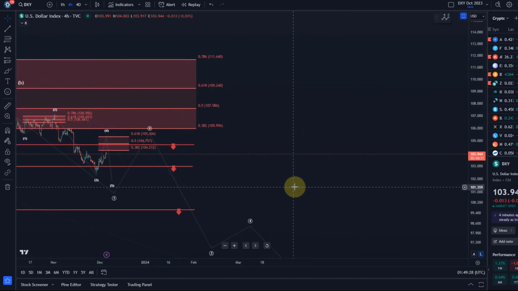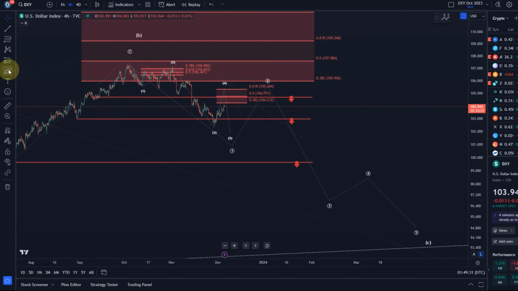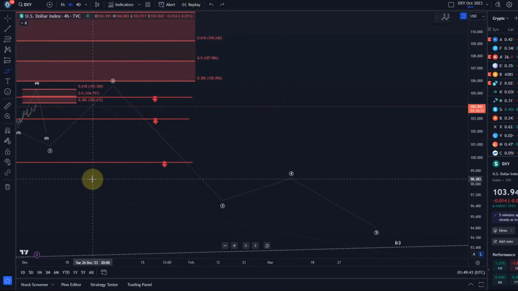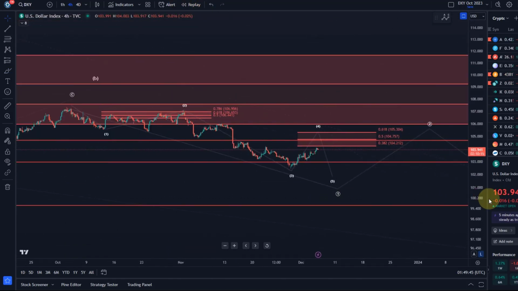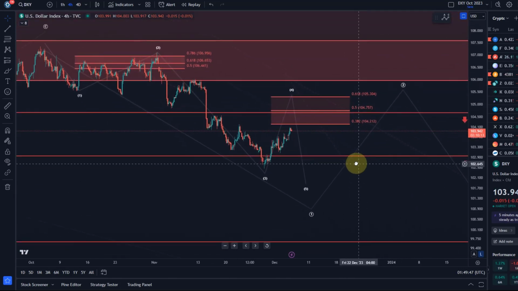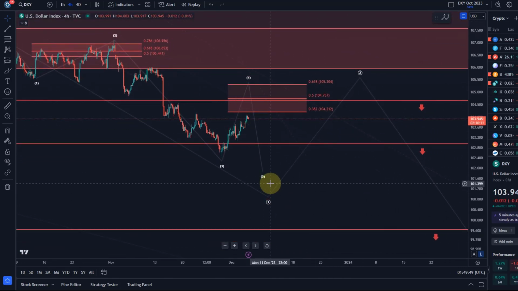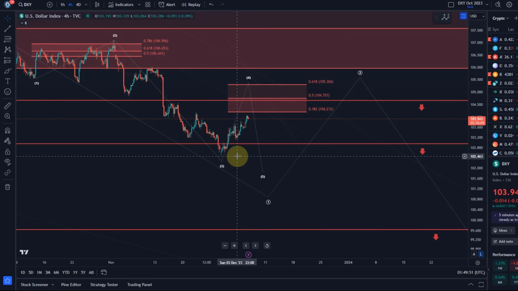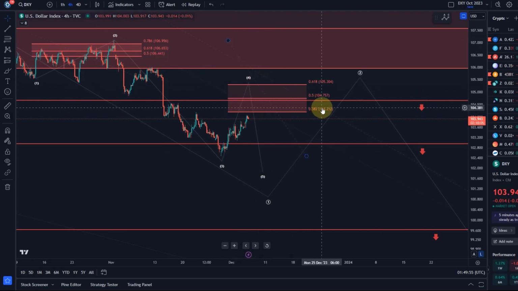So anyway, let's talk about the main scenario, which is here wave 1, wave 2, wave 3. We're now in the wave 4. We've actually reached the resistance area or target for the 4th wave. And then one more low would be anticipated in the white wave count. To keep the white wave count alive, I need to see one more low below $102.46. Resistance is between $104.21 and $105.30.